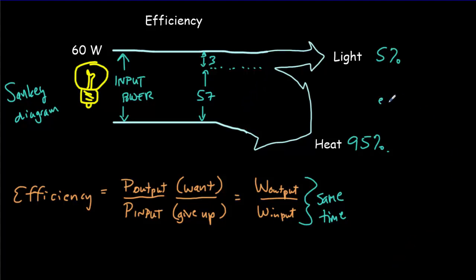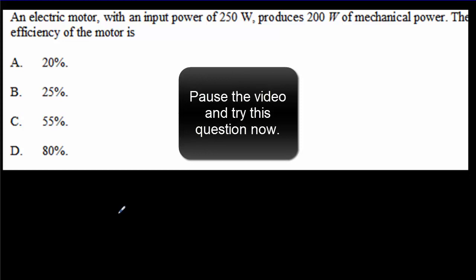So our efficiency here would be equal to 3 divided by 60, or 5%. So here's an IB question on efficiency. Pause the video, try the question, and come back for the answer.